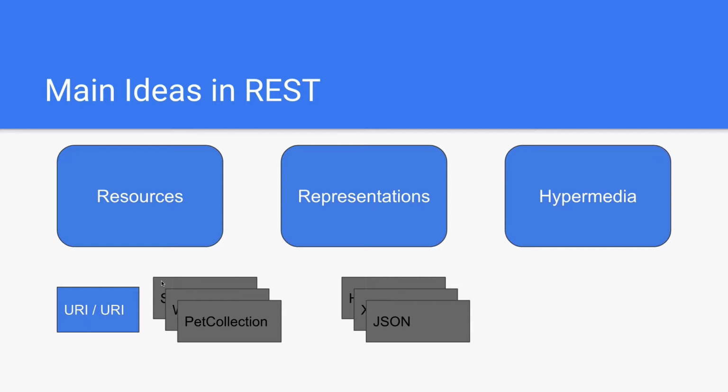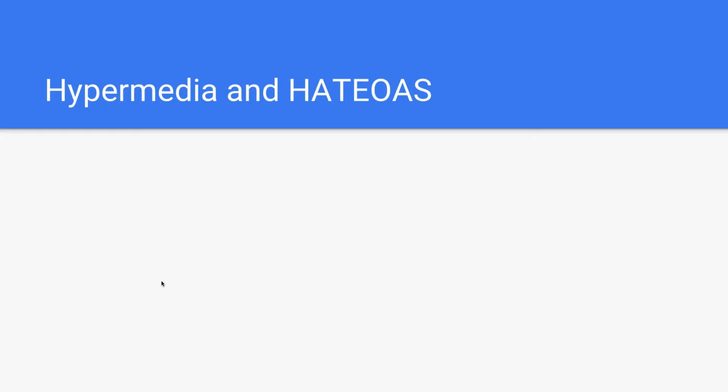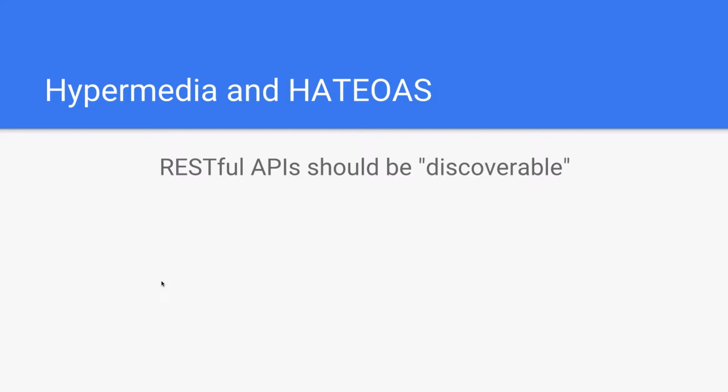So those are the main ideas, and out of the hypermedia we actually get a second big idea inside REST, which is HATEOAS. So this is a pretty big acronym, or a mouthful to say. HATEOAS stands for hypertext as the engine of application state. So the basic idea here is that your RESTful APIs should be discoverable. When you think about it on the web, all that you need to use the web is a single URL, and often that's Google.